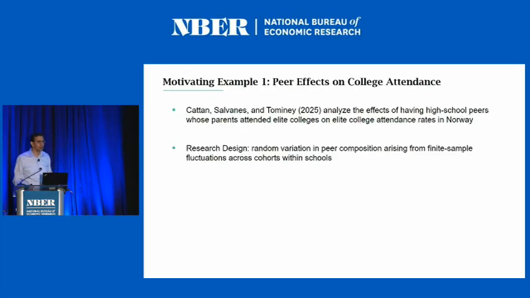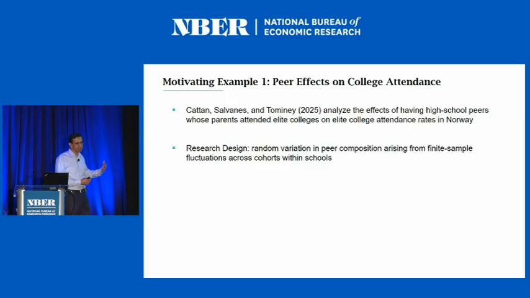So let me start with a first motivating example that's directly related to the email I showed on the first slide about network effects and peer effects and why they might matter for outcomes. This is a nice paper by Catan, Salvanes, and Tomine that's going to come out in the American Economic Review, where they analyze the effect of having high school peers whose parents attended elite colleges. And they ask, what is the impact of having more peers who attended elite colleges on your own probability of attending an elite college? Is there a peer effect there?